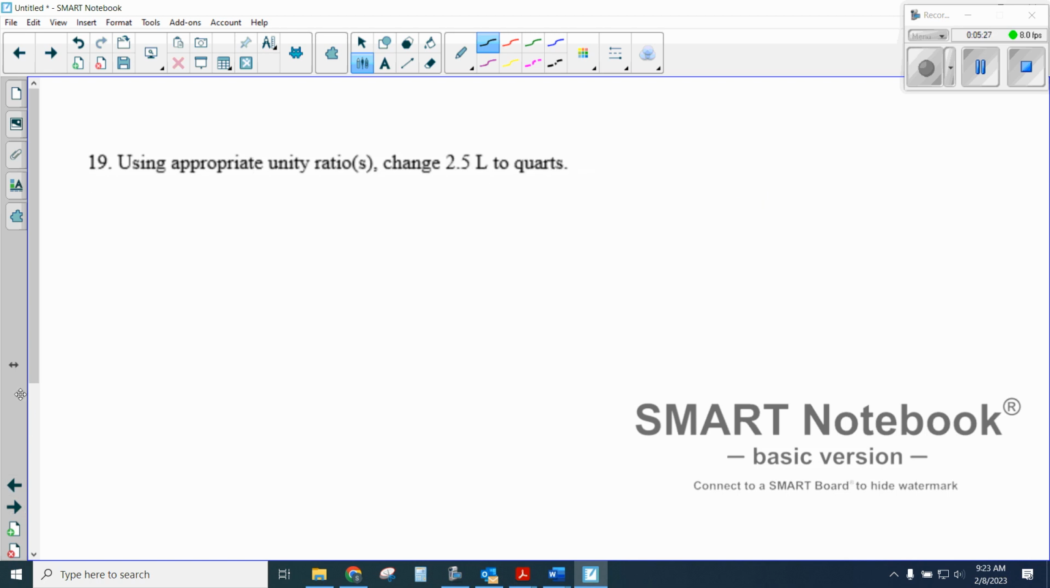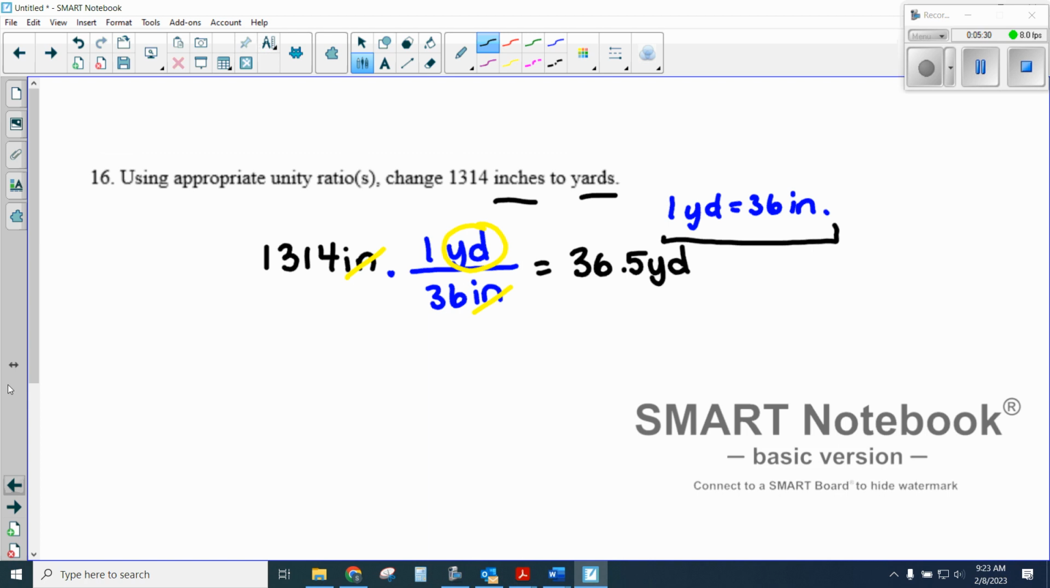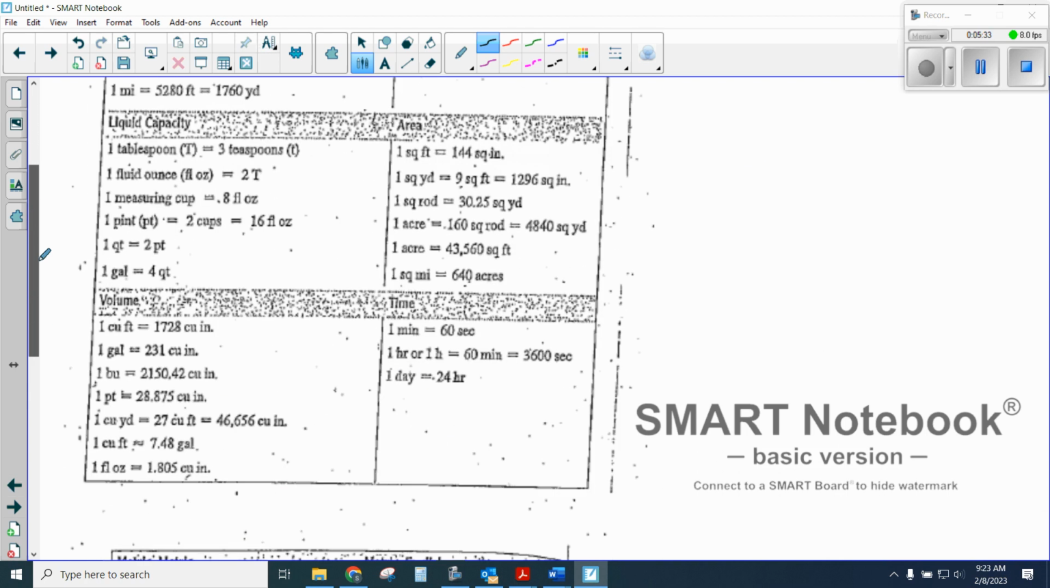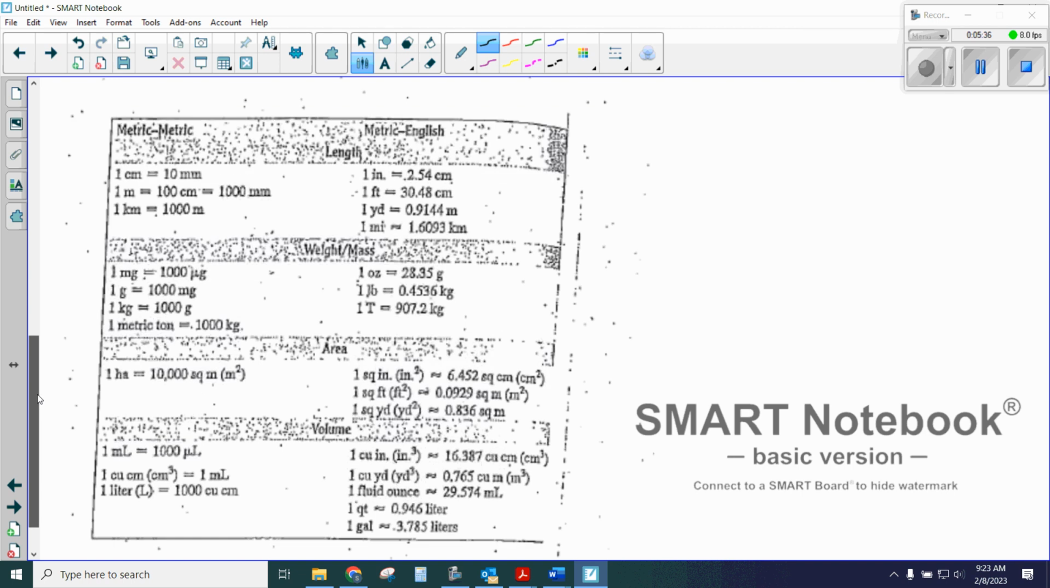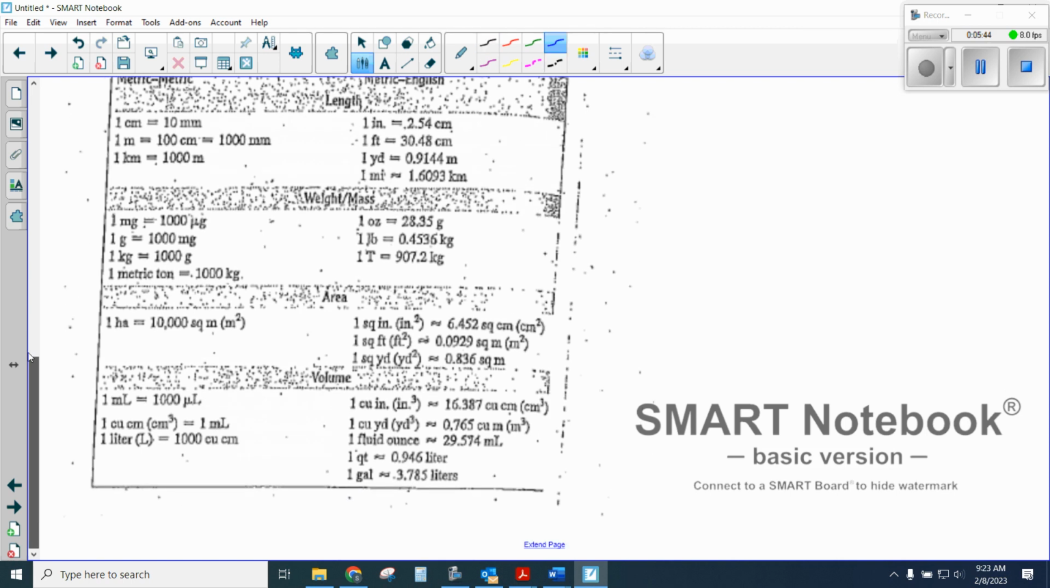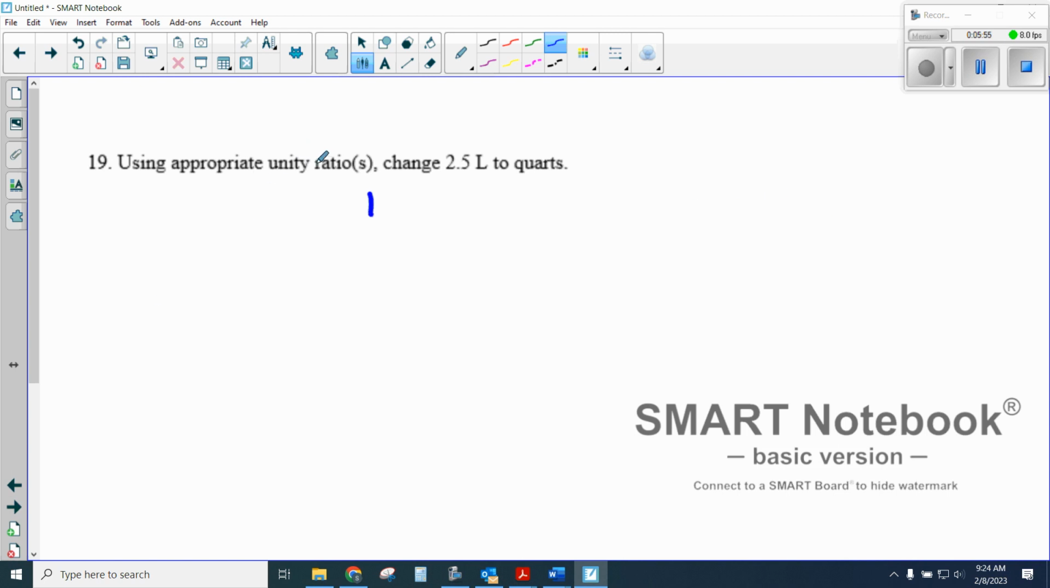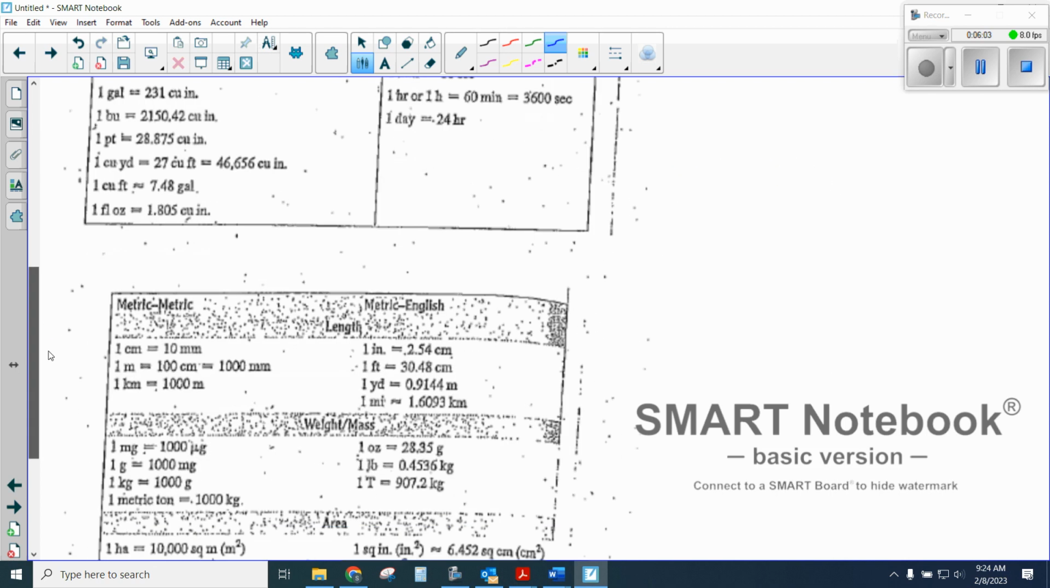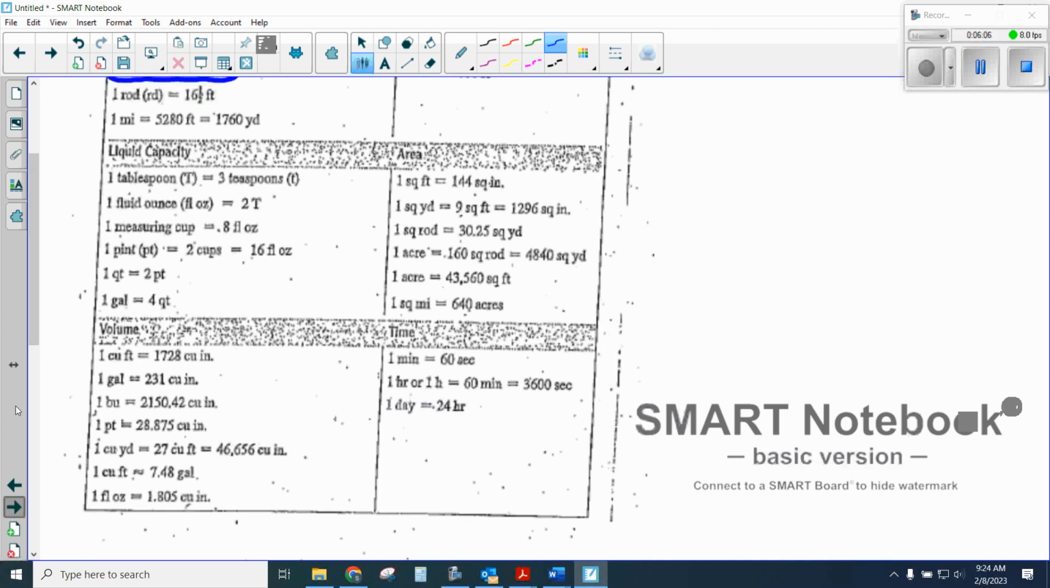If I want to change liters to quarts, then I look when I'm switching unit systems. We've got our metric to metric on this side. We've got our metric to English on this side. Liters and quarts, one is a standard unit and one is a metric unit, so I'm looking on the right side. I can see that 1 quart is 0.946 liters. I think that was right. Sometimes I flip my digits around. Ha, no, 946.